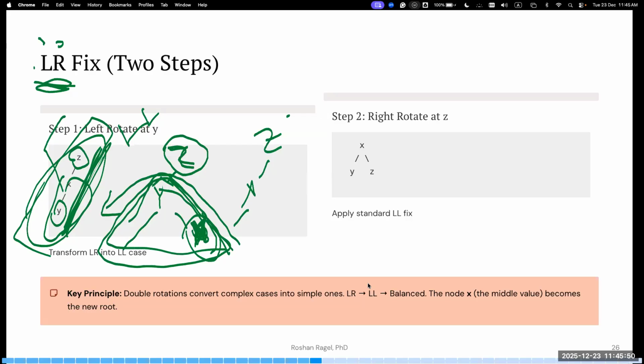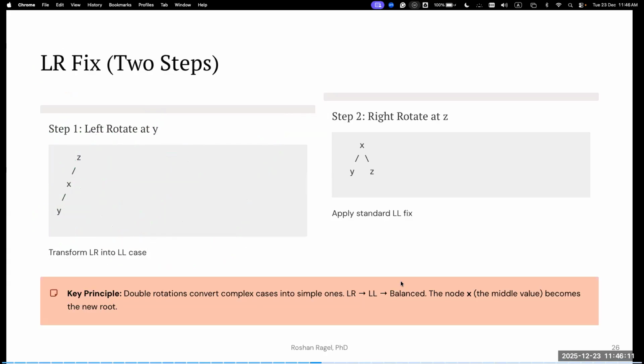Okay, let it charge. So the first thing is the left rotation of the subtree, and the second one is what we have already been doing, right? So when the tree now is a left issue, we'll do a right rotation. It gets fixed.